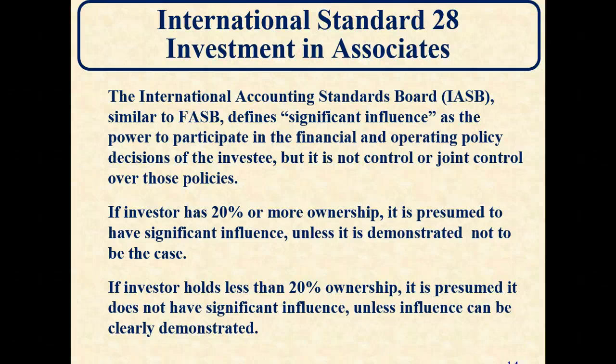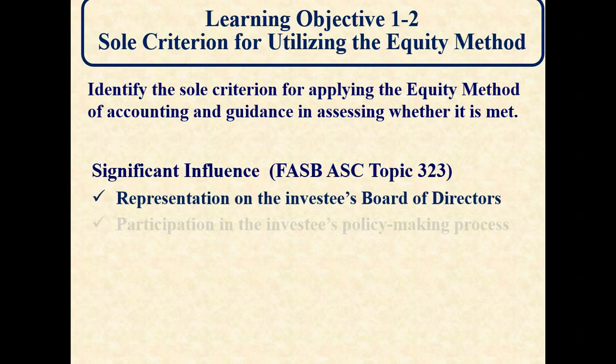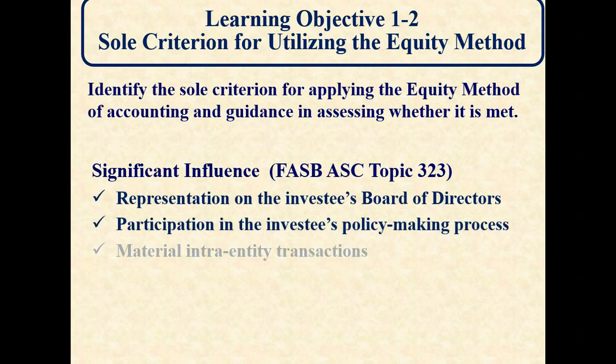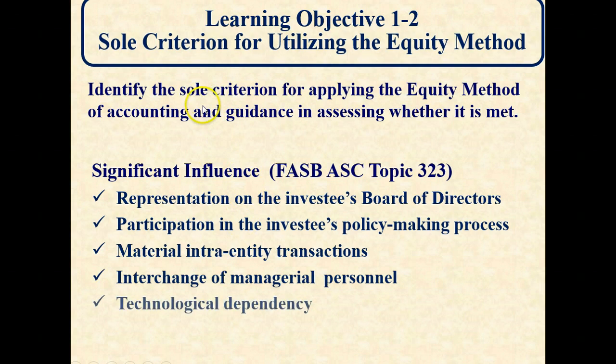Basically, for international standard purposes, if an investor has 20% or more of ownership, it is presumed to have significant influence. If they own less than 20%, then we just assume they don't have what we call significant influence in the running of the company. So we have this equity method that we're going to talk about. We have to use this method, which we'll go through what that means compared to the fair value method.